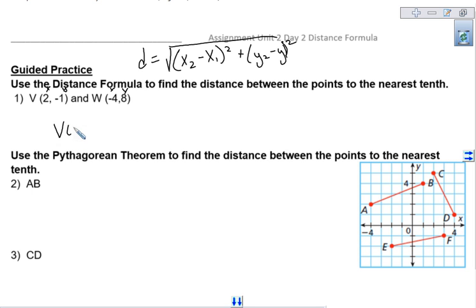We're finding the distance of VW. So square root, parentheses -4 minus 2, close parentheses squared, plus parentheses 8 minus -1 squared.